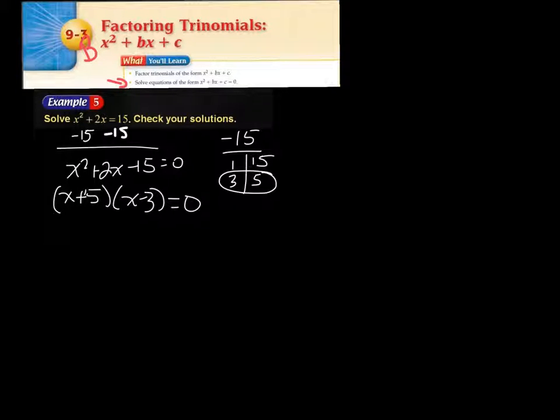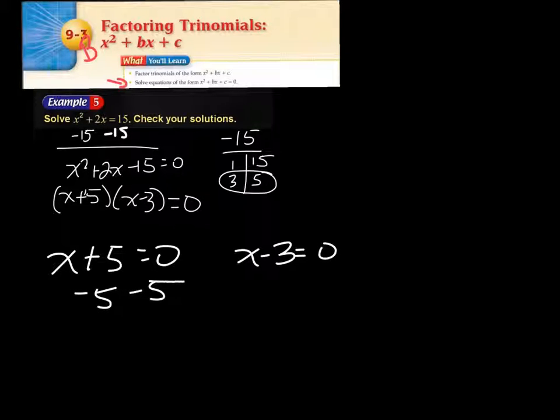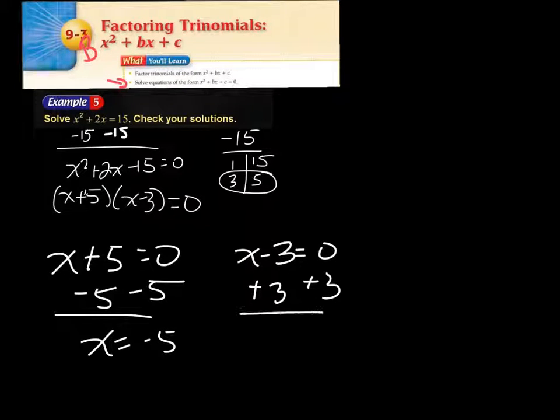Using that amazing zero product property, we know that x plus 5 could equal 0 or x minus 3 could equal 0. So if I subtract 5 from both sides, I have one solution. And if I add 3 to both sides, I have the other one. And as always, it's a good idea to check.